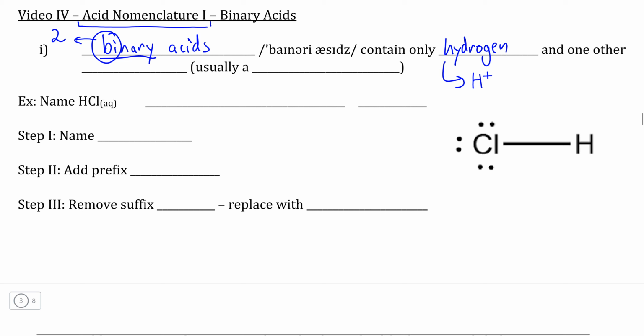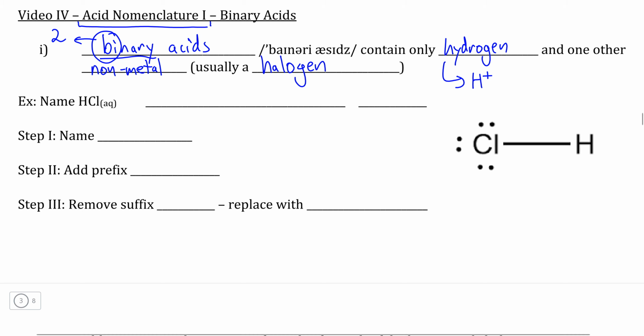Now, the second element in a binary acid is going to be some sort of nonmetal, and usually, as the example in this video shows, this is going to be some sort of halogen, although as you'll see in the practice problems, this is not always the case.